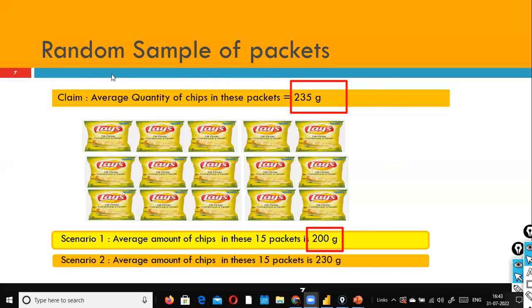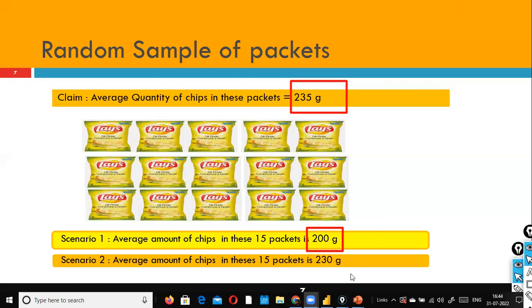Here, the assumption was the statement made by the company or the manufacturer, right? So we are hypothesizing based on the value that they printed on top of the packets. We mentioned 235. We are assuming that each packet will have on average 235 gram in it, but in scenario 2 I'm getting 230 gram.